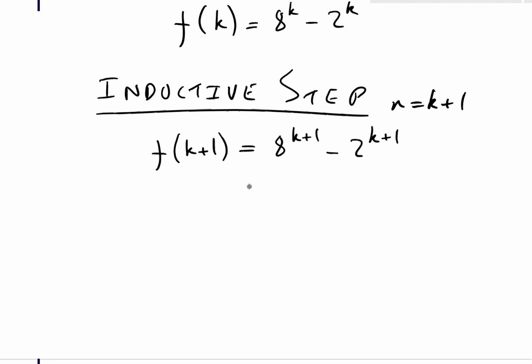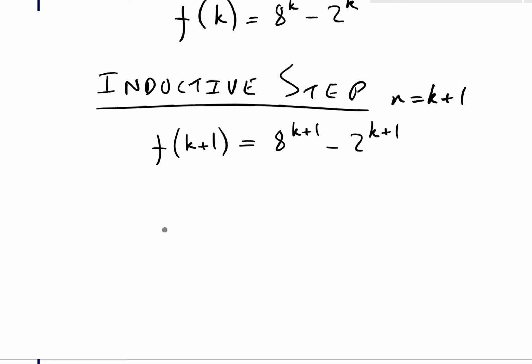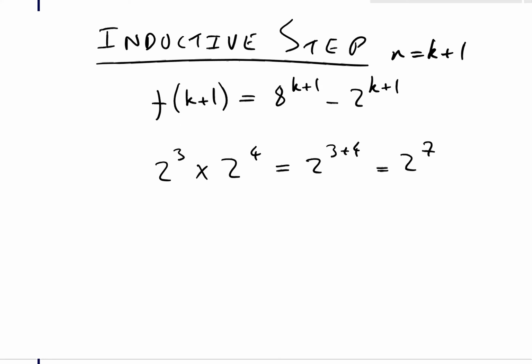Okay, let's do a little bit of simplification. Let's think back to indices. If you've got 2 to the power of 3 and you multiply it by 2 to the power of 4, that's the same as doing 2 to the power of 3 plus 4, which of course is 2 to the power of 7. Okay, that's essentially what we've got here.